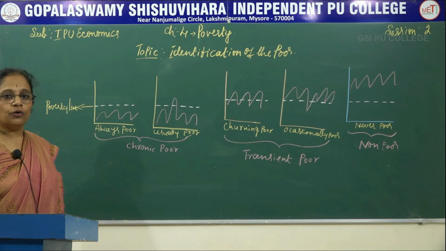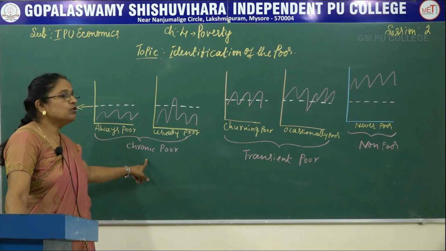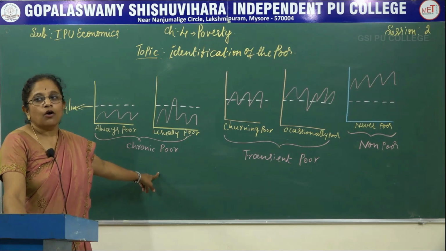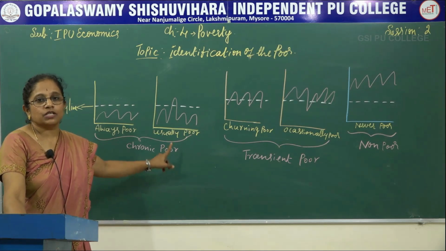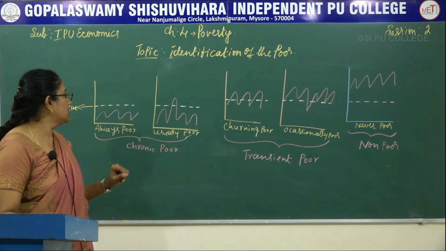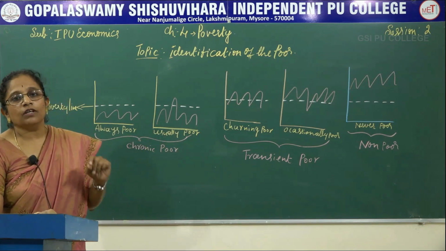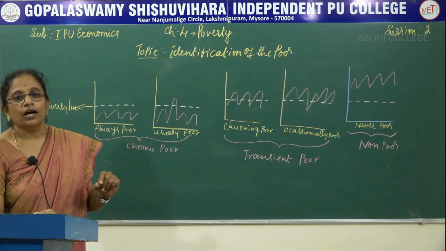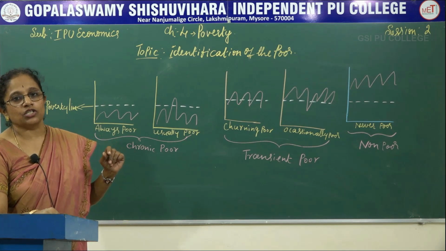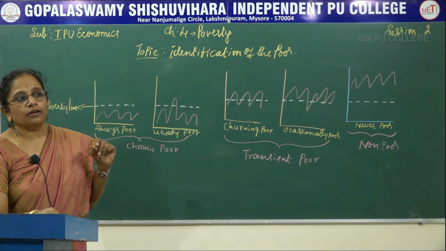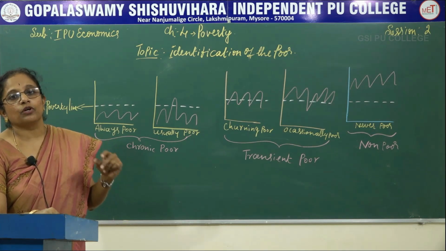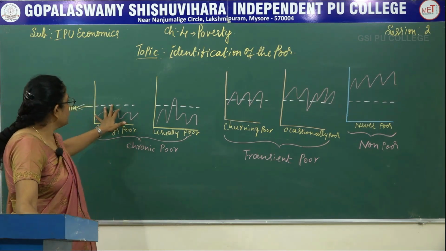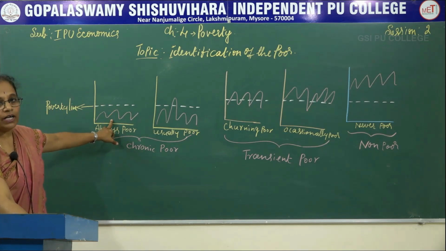So, you all know in our previous session we learned who is a chronic poor. A chronic poor is one person who is, from generation to generation, staying below the poverty line. He has not made even a single effort to lift up his financial position, his economic situation, in spite of the efforts and support of the government. He is a chronic poor person. He always stays below the poverty line.